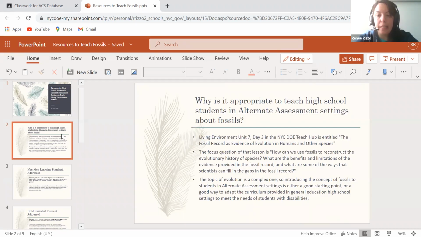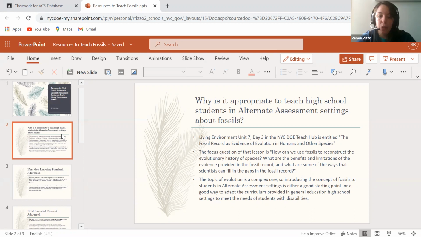Why is it appropriate to teach high school students in alternate assessment settings about fossils? Living Environment, Unit 7, Day 3 in the New York City Department of Education Teach Hub is entitled The Fossil Record as Evidence of Evolution in Humans and Other Species. The focus question of that lesson is how can we use fossils to reconstruct the evolutionary history of species? What are the benefits and limitations of evidence provided in the fossil record? And what are some of the ways that scientists can fill in the gaps in the fossil record?